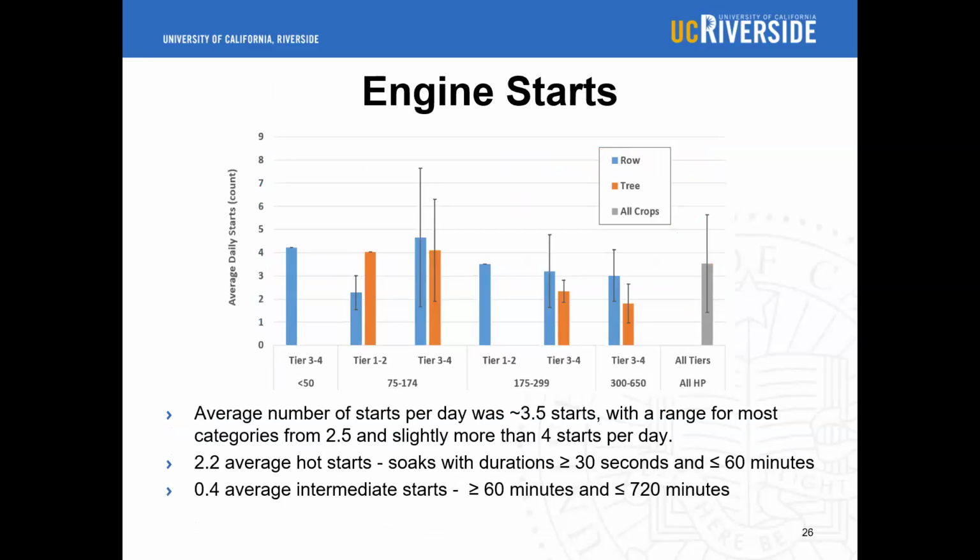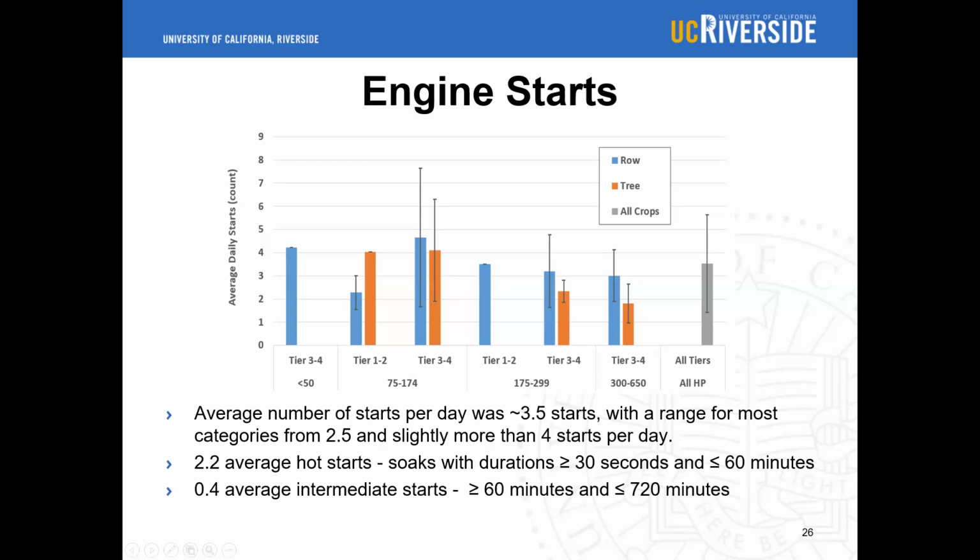So, number of engine starts. Here, this is the daily number of starts on the y-axis, and then the x-axis, again, is lower to higher horsepower. And then the gray bar here at the far right shows that the average number of starts was about 3.5 per day. So if you look at one of those being a cold start, you are looking at a lot of those being hot starts.